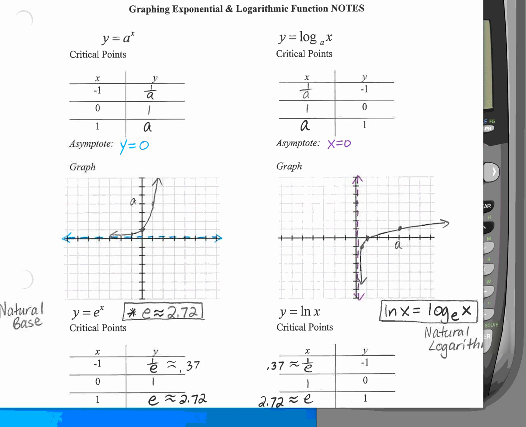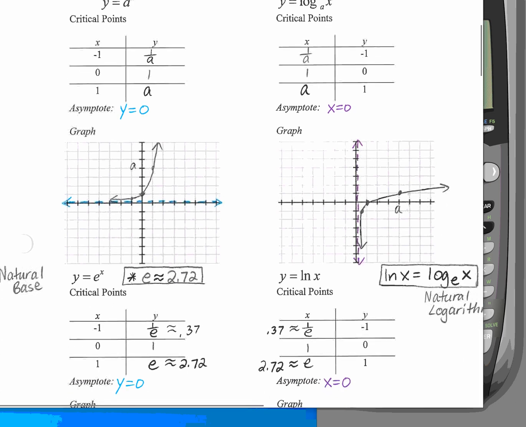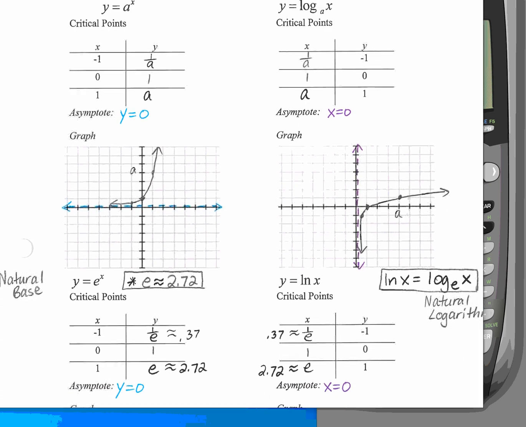The exponential functions, so the a to the x and e to the x, both have horizontal asymptotes. And in fact, why don't we add that word in next to this, horizontal, at y equals 0. And the log graphs, log base a of x, and also the natural log, or ln of x, both have vertical asymptotes.